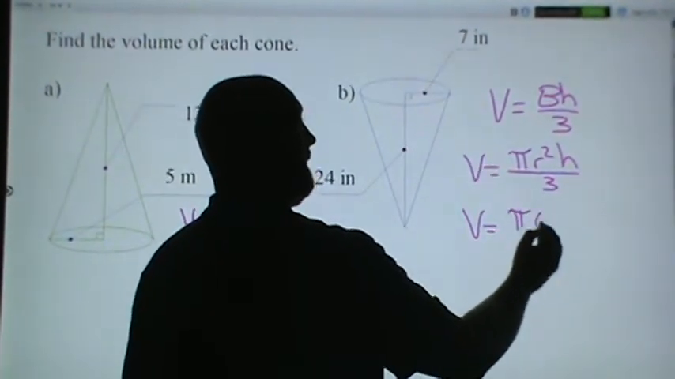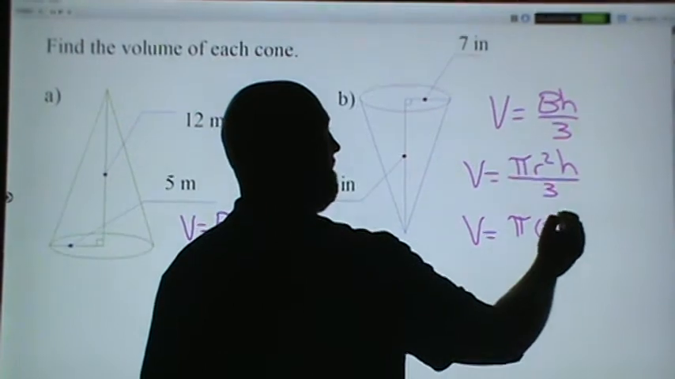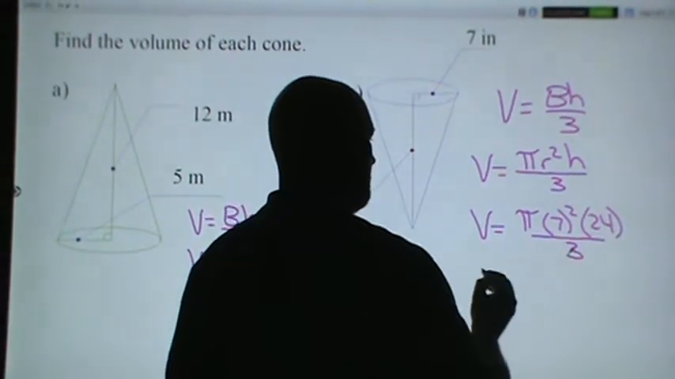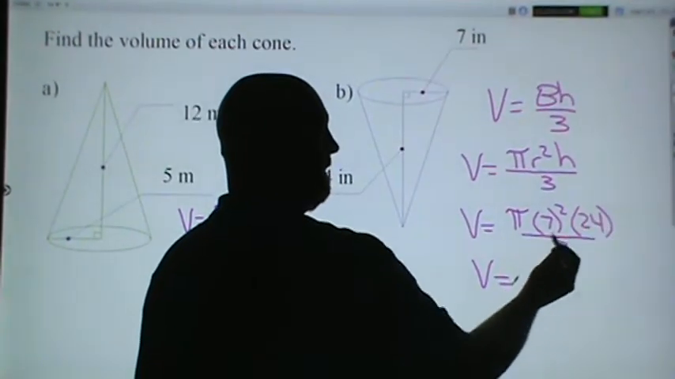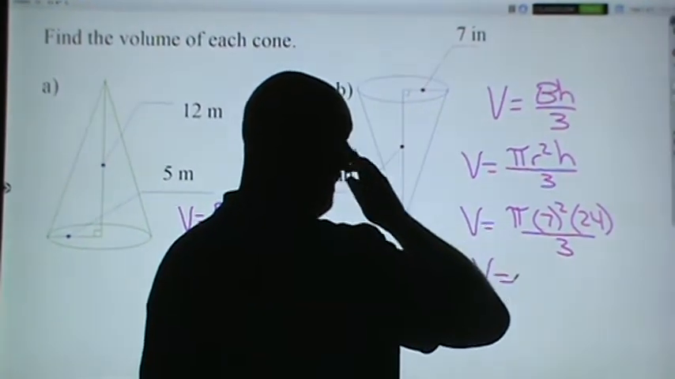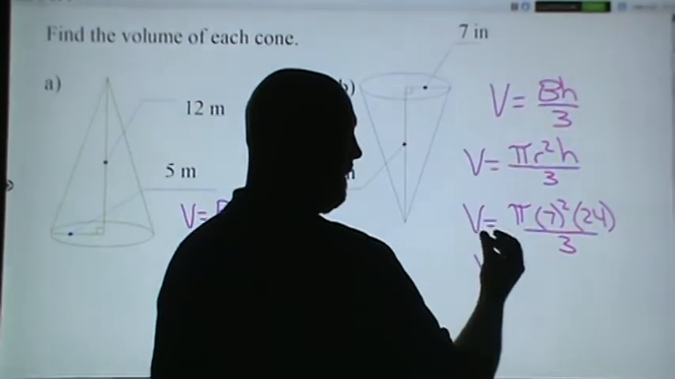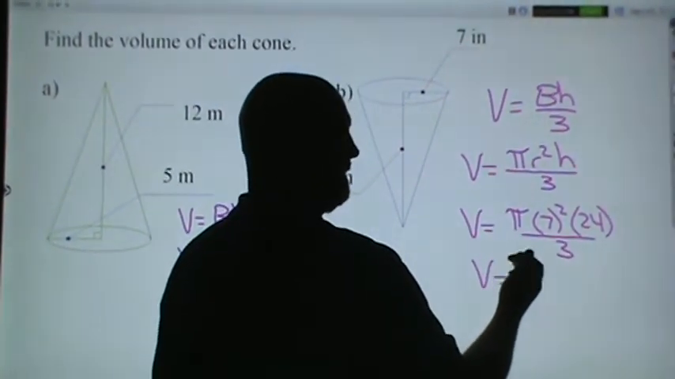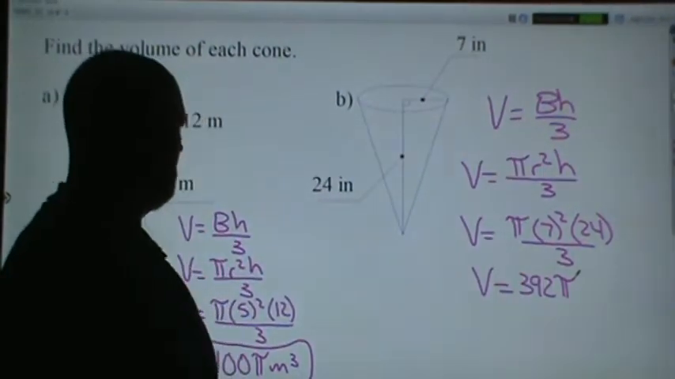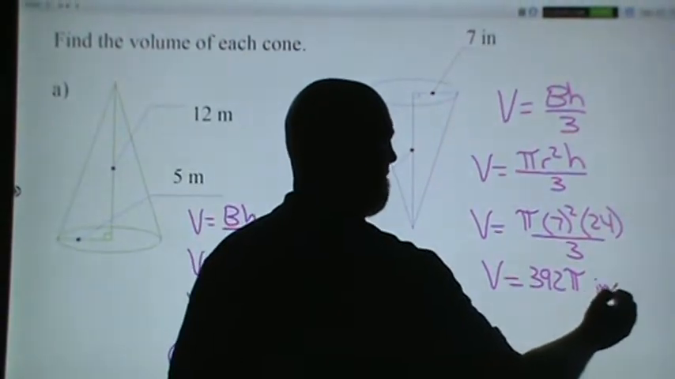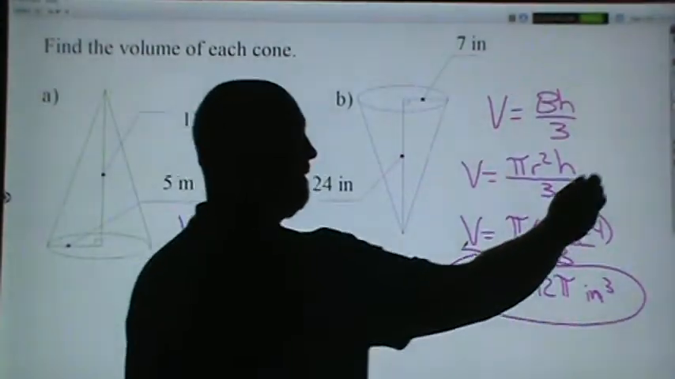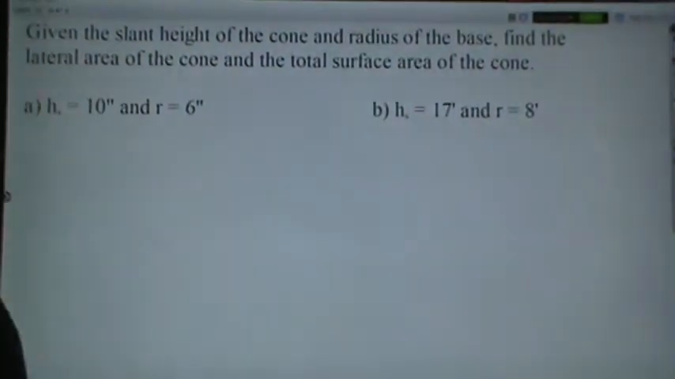So I'm going to have my pi. My radius, according to the diagram, is 7. My height, according to the diagram, is 24. We're going to divide by 3. 7 squared is 49, 24 divided by 3 is 8. 49 times 8, I would just do 50 times 8 and come up with 400, but I'm 1/8 short, so 392 pi, and my unit with that is inches cubed. So there's a couple quick volume of cone problems.